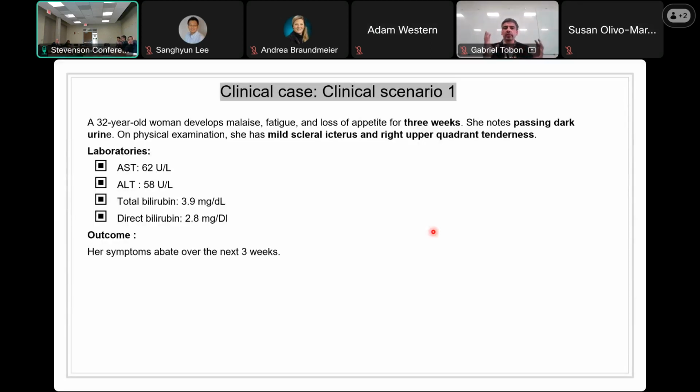So after covering all the different infections, we have the clinical scenario. And this is the same case for all the different diagnoses. It's a 32-year-old woman presenting with acute symptoms for 3 weeks with dark urine, jaundice, and right upper quadrant pain. We have an increase in the AST and ALT, so probably acute hepatitis.